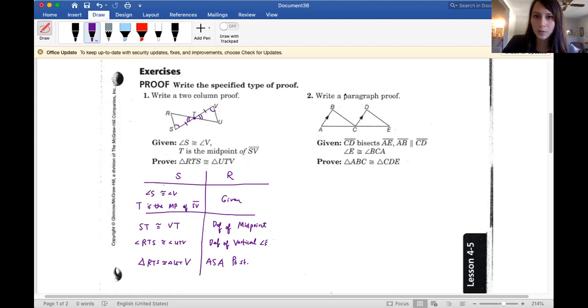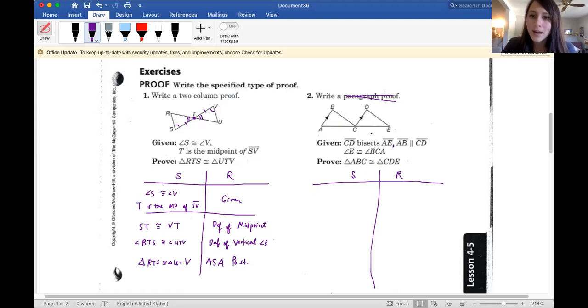Okay, looking at this one, remember we don't need to do paragraph proofs. We can do it as a 2-column proof. So let's draw our givens on there, and then also state our information down. So CD bisects AE and AB. All right, this is interesting. Sorry, there's a comma here. So it's CD bisects AE.